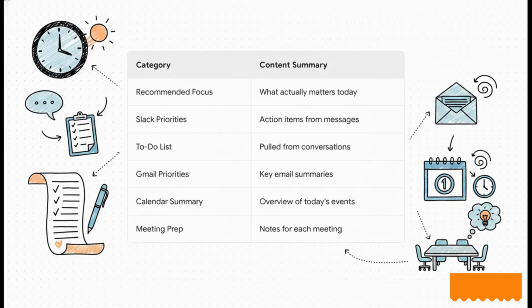And just look at this output. It gives a recommended focus for the day. It pulls priorities from every single message in Slack. It creates a to-do list from your conversations, summarizes key emails, and even gives you prep notes for your meetings. I mean, this is seriously comprehensive.